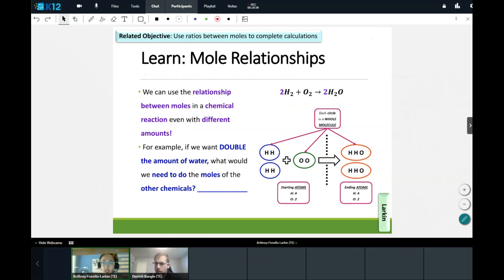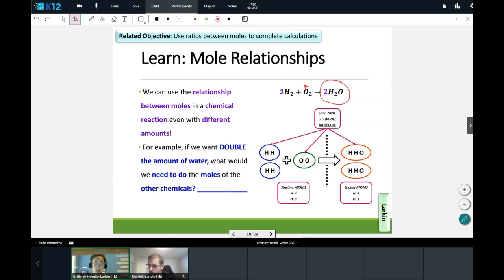Okay, so here's the deal. We can use this idea that these represent moles in our chemical equation to work even if we have different amounts. So imagine that this is kind of like your recipe, all right? And if you had a cake recipe and you wanted to double the amount of cakes, you need to think about what you need to do to the ingredients. So in the same way, if I want to double the amount of water here, what do I need to do to everything else in my equation? Tell me in the chat.